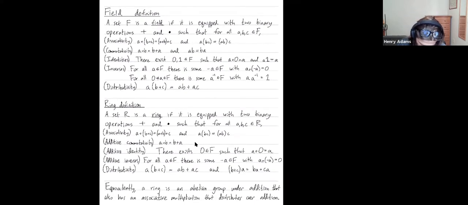A shorter definition of a ring would be: a ring is an abelian group under addition. So that would be, yeah, addition is associative. It has an additive identity. We have additive inverses. That's what it means for us to have an additive group. And then this means we have an abelian group under addition. Okay. So a ring is an abelian group under addition that also has an associative multiplication. That's right here. That distributes over addition. That's the final property.